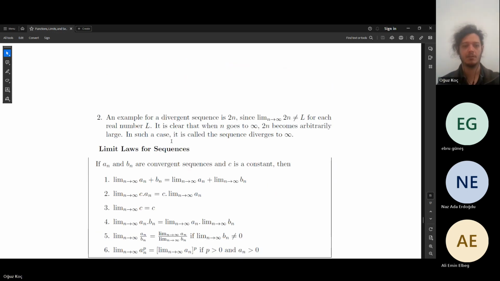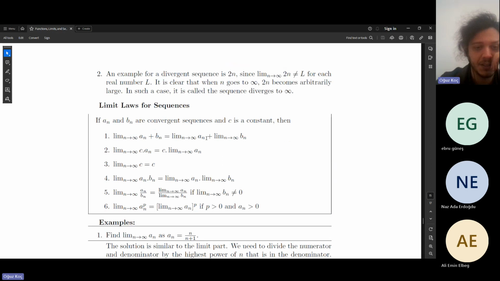And we have the second example, which is an example for a divergent sequence. Our general term for the sequence is 2 times n. Here, when n goes to infinity and gets larger and larger, our sequence is getting larger. Therefore, we cannot say that the limit is equal to a real number L, because it goes to infinity. Therefore, you can say that it's a divergent sequence, and we say the sequence diverges to infinity.